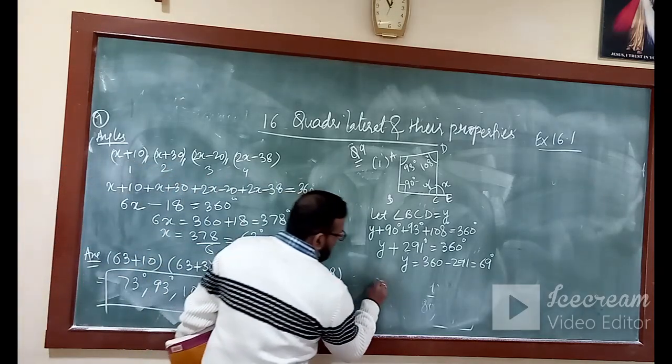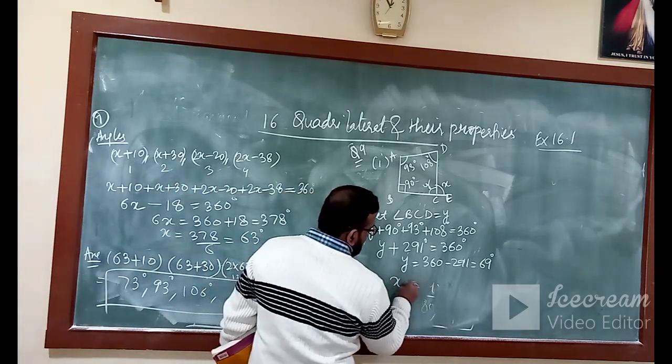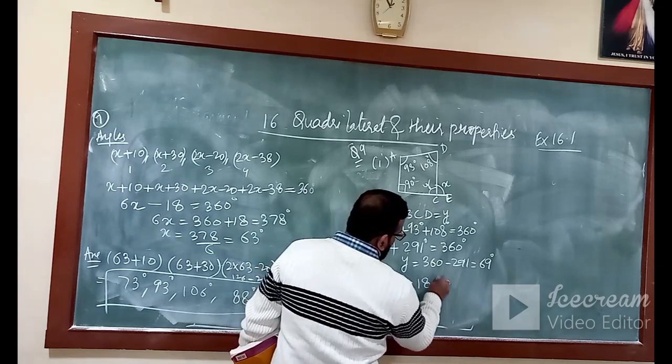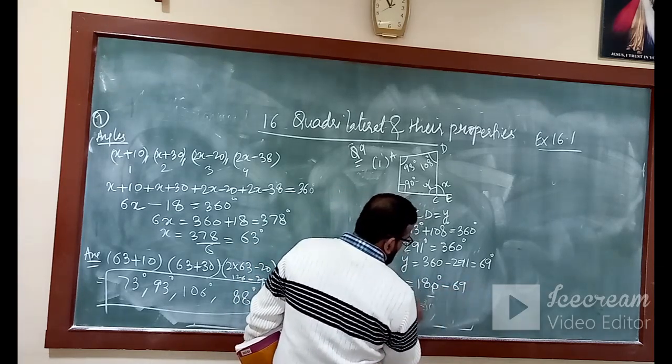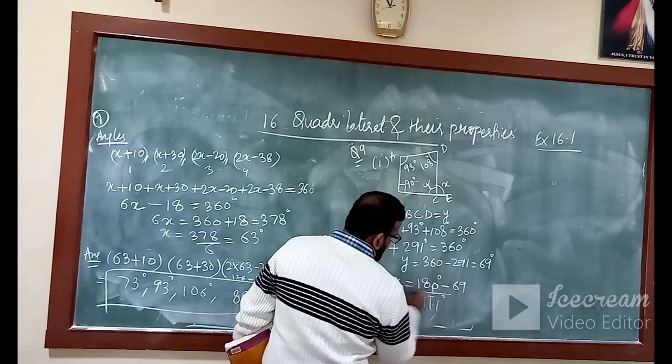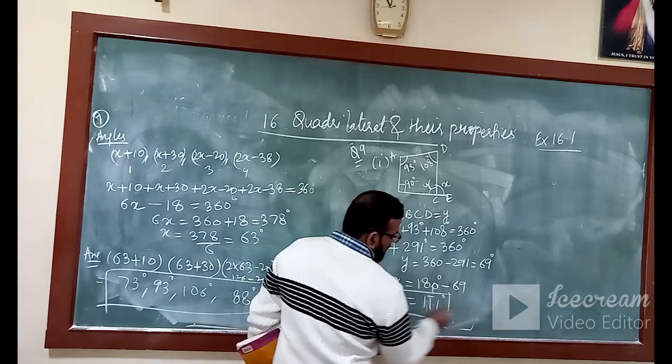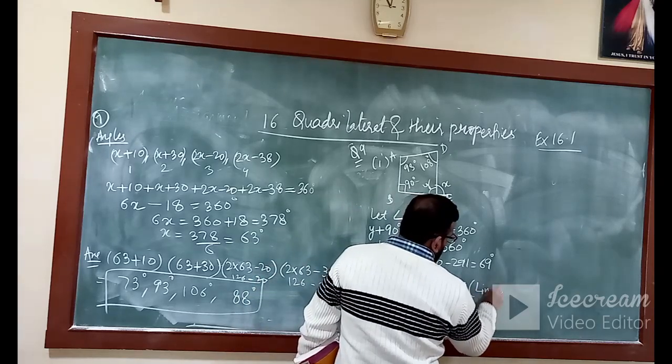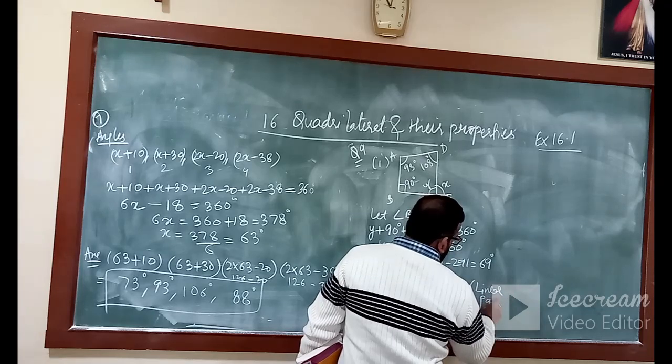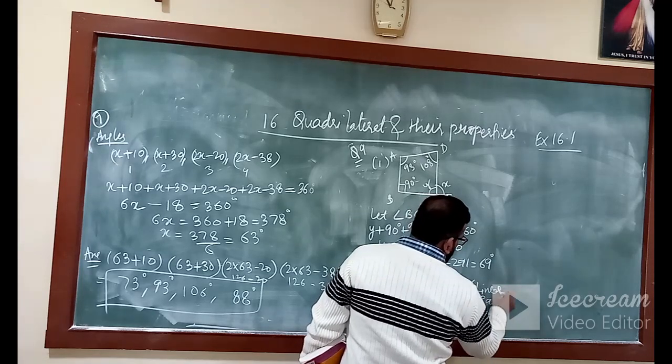So what is our x? That means x is equal to 180 minus 69, that is 111 degree. Okay, they are forming what? Linear pair. Okay.